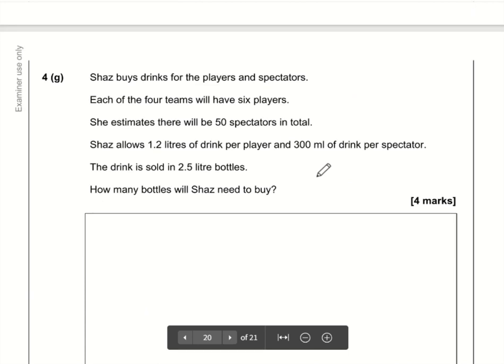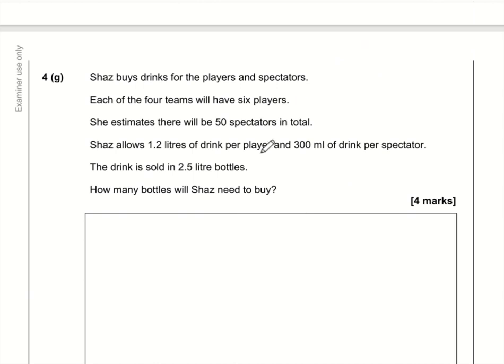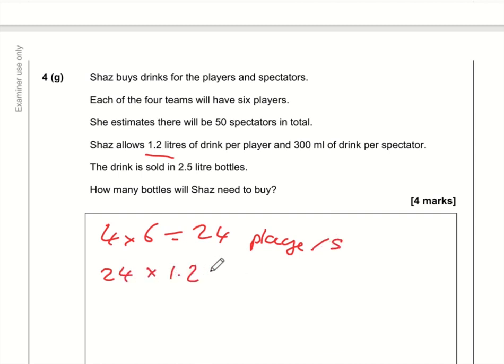Okay, right. So let's take a look at this question. So we know that if there are 4 teams with 6 players, 4 times 6 is 24 players. And it's 1.2 litres of drink per player. So 24 multiplied by 1.2 litres, that comes to 28.8 litres.